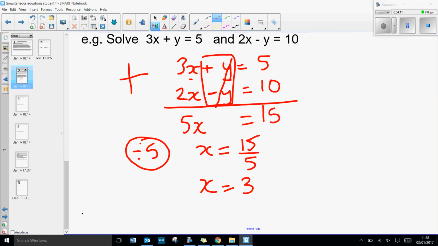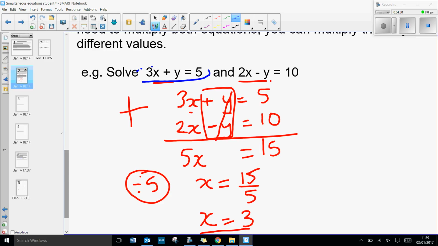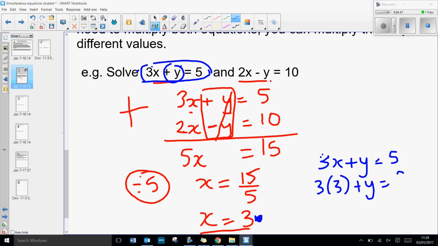Now our question isn't finished because we've only found the value of x. What we now do is substitute this value of 3 into either of the original two equations. One is normally more suitable than the other. In this case I'm going to choose this equation to substitute it in, simply because the value of y is positive in this one. So let's write the equation out. 3x plus y equals 5. I know that x has a value of 3, so this is 3 times 3 plus y equals 5. 9 plus y equals 5.